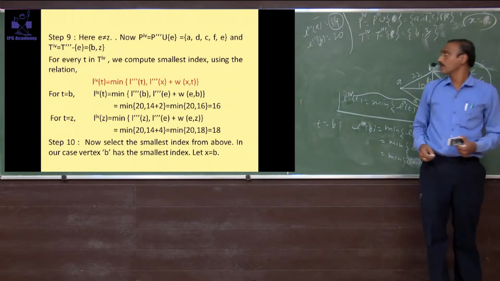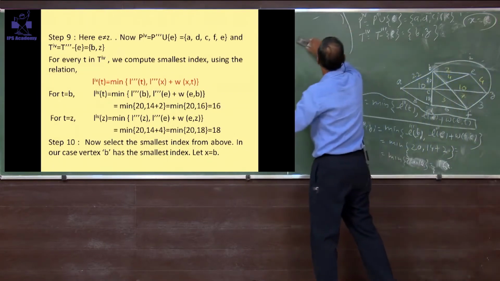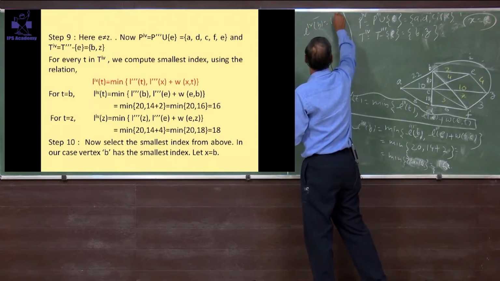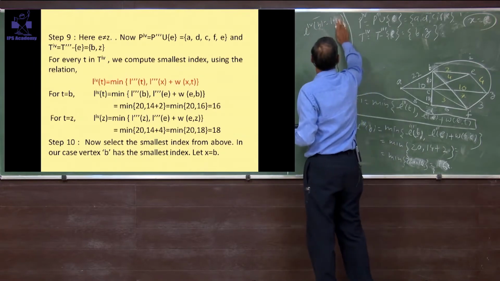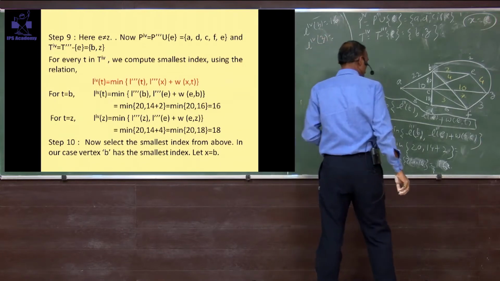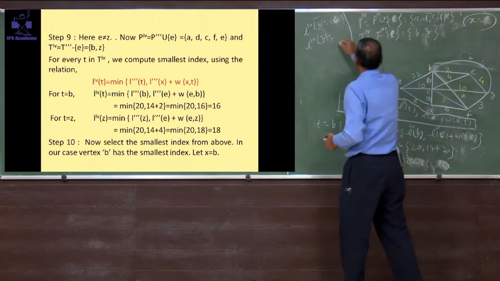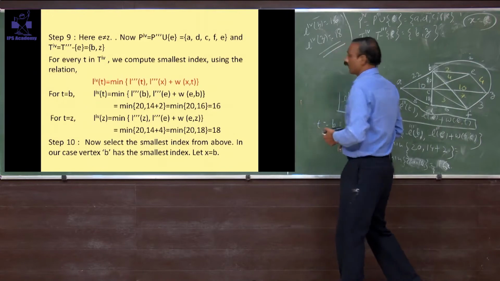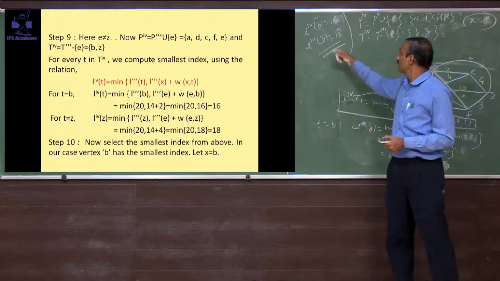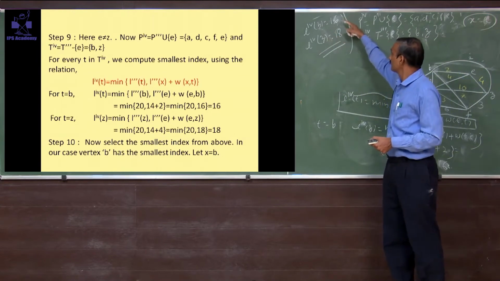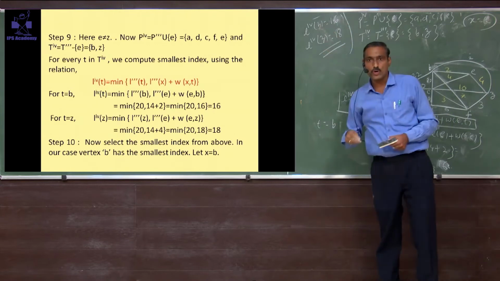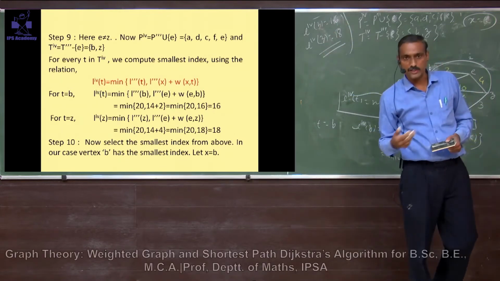Similarly for T equal to Z, we get L4 of B equals 16 and L4 of Z equals, similarly we find, 18. Now we have to choose the smallest index between B and Z, which is 16. The smallest index is 16 for vertex B, so now we choose the vertex B for the next procedure.